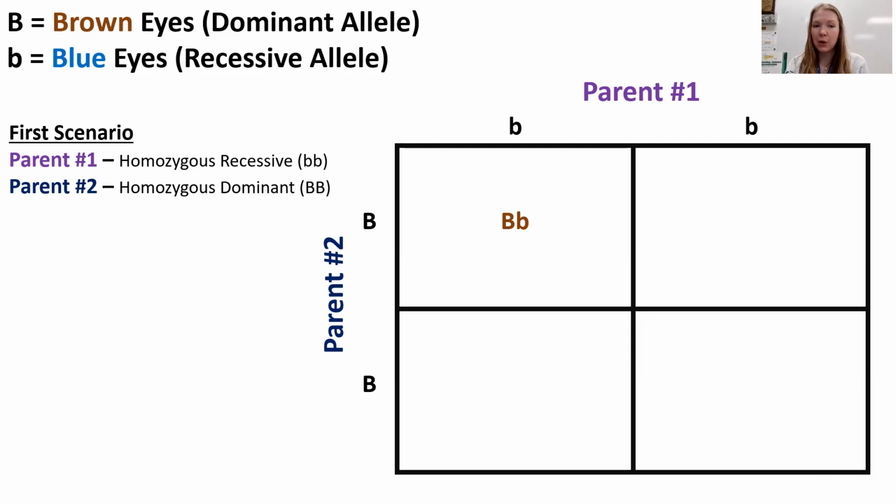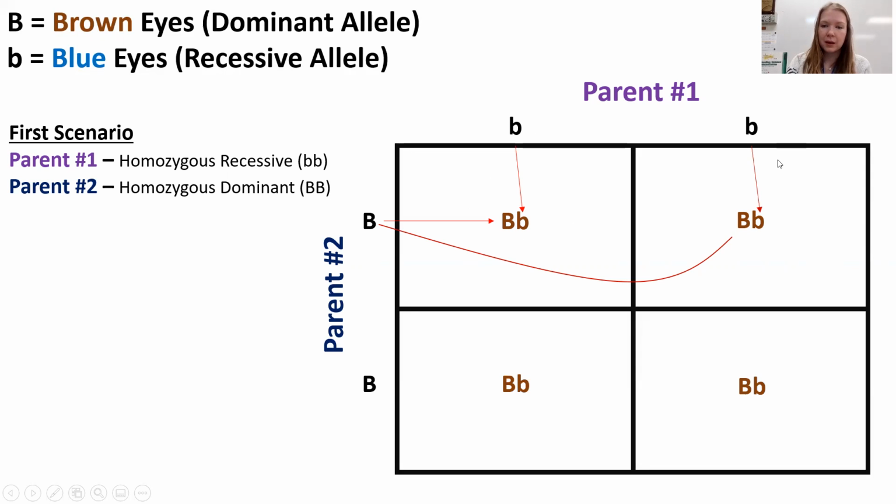Now, when we're filling this out, each parent donates the allele that it corresponds to in each box. So parent number 1 donates the recessive allele, parent number 2 donates the dominant allele. And this offspring would then have heterozygous alleles. Same thing here for the second case. Parent number 1 donates the recessive allele, parent number 2 donates the dominant allele. The offspring would be heterozygous. And we do the same thing in all 4 squares.